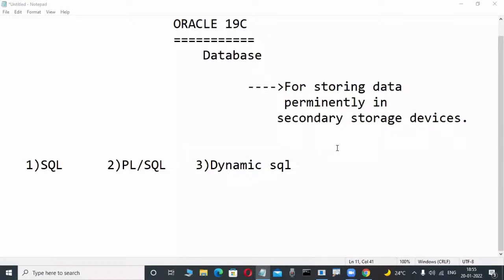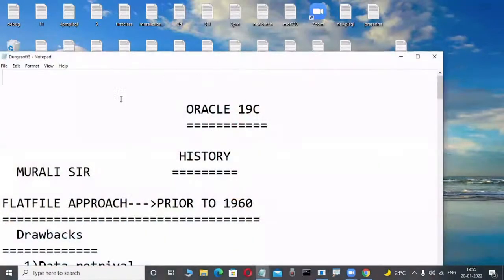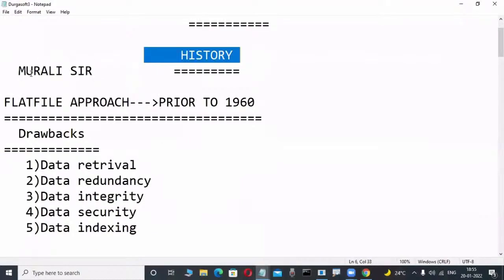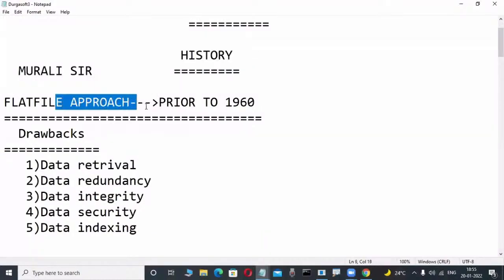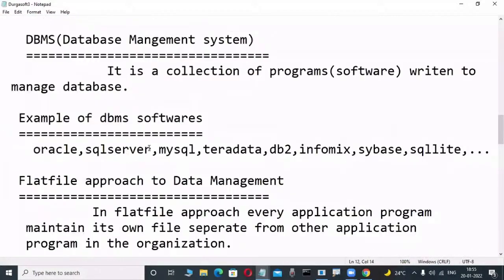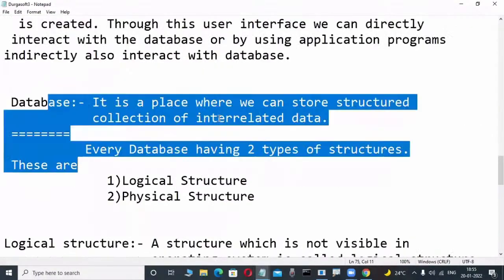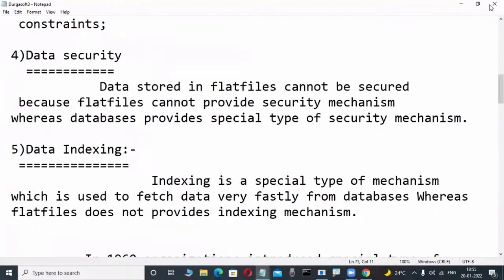In this course, we are covering SQL, PLSQL, and dynamic SQL. One of these days, history also we are telling. In olden days the flat file approach was there, and what the drawbacks are, we will learn in the middle of the course. Then what is a database, and what are the differences between DBMS and RDBMS, these are all the things we are learning one of these days.